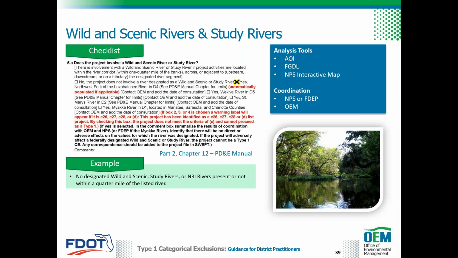Correspondence with the National Park Service should be added to the project file and SWEPT. Now, for minor activities, a simple email from the National Park Service will suffice to document that there's no adverse effect. And guidance on documenting analysis and coordination on the wild and scenic river is provided in Part 2, Chapter 12 of the PD&E Manual.